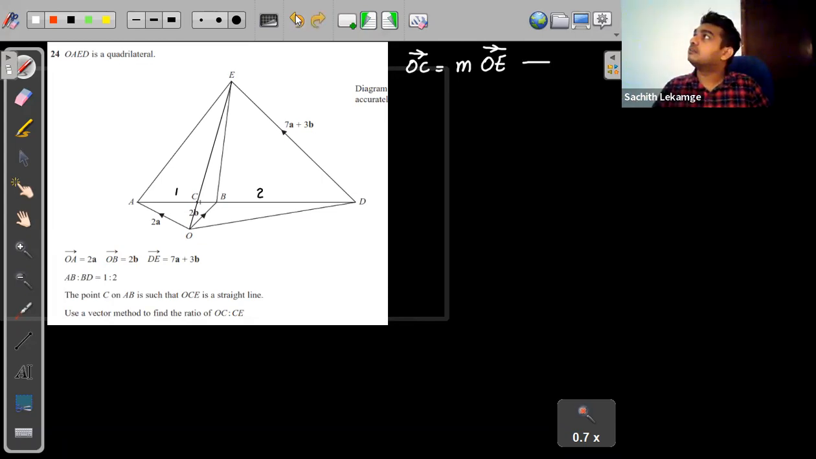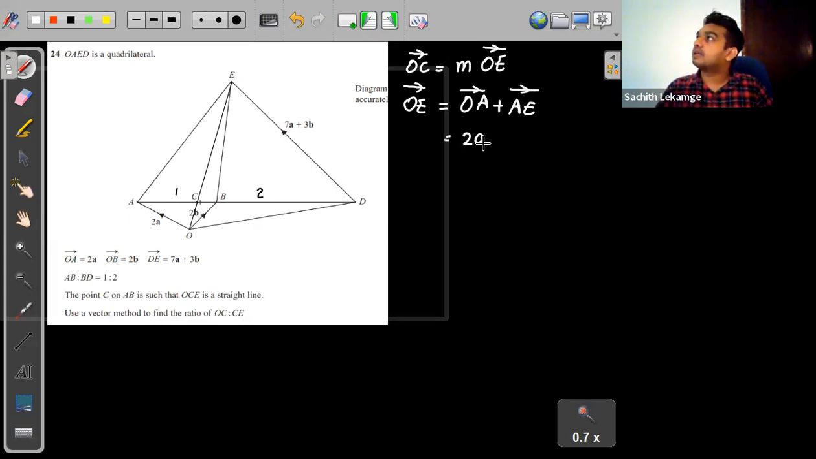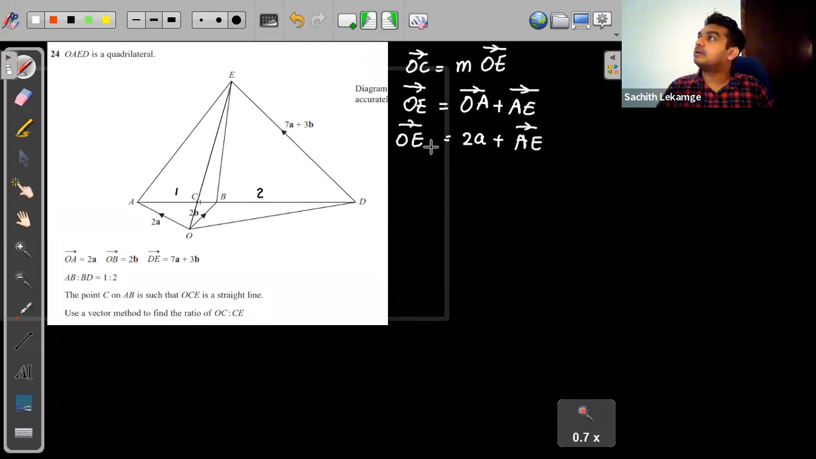Now my plan is to find OE. So I'm writing OE. What is OE? There's another way to go to E: OA plus AE. Agreed? Okay, I'm writing OA plus AE. I know OA, which is 2b, plus AE. Do I know AE? No, not yet. Since I don't know AE, I need to find AE. How can I write AE? I can go another way: A to B, B to E. A to E is AB plus BE. Agreed? Okay.